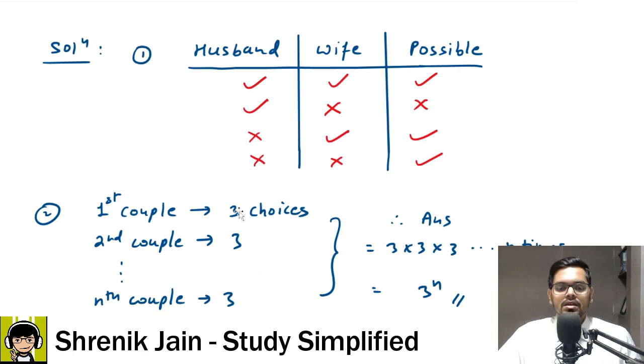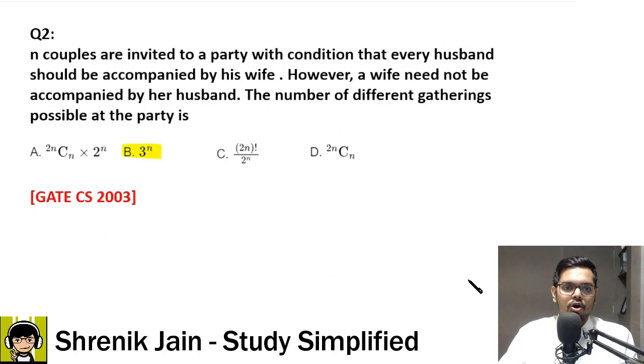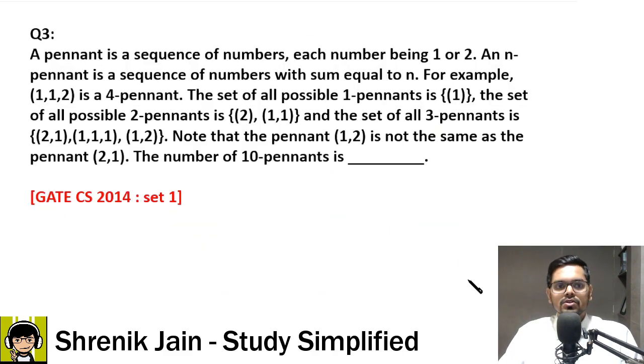So the final answer is 3 into 3 into 3 into 3. Why multiplication? Because all of the couples should come: first couple and second couple and third couple and up till the nth couple. Everyone should come to the party. Since 'and' is there, multiplication will happen. So 3 into 3 up till n times would be 3 to the power n. So the answer is option B. Understood? Let us go to the next question.